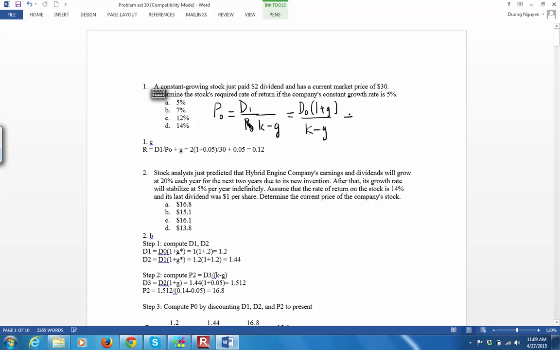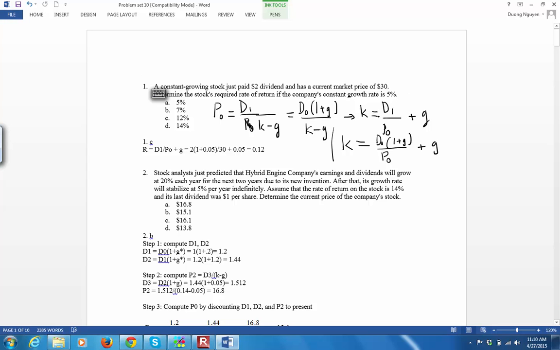So from here you can easily get that the required return k, or r, is equal to D1 over P0 plus growth. If you want to use D0, k would be equal to D0 times 1 plus g, over P0, plus the growth.